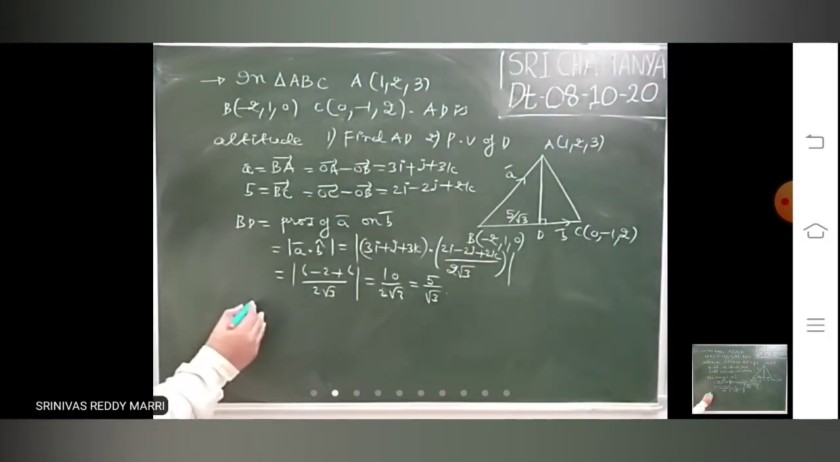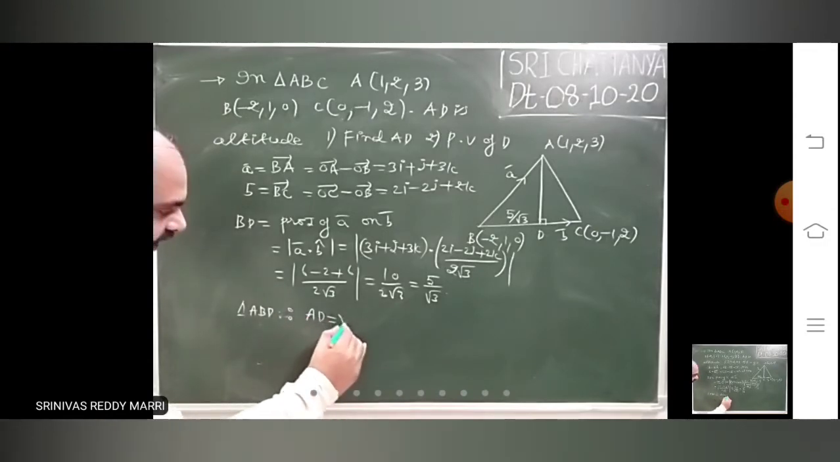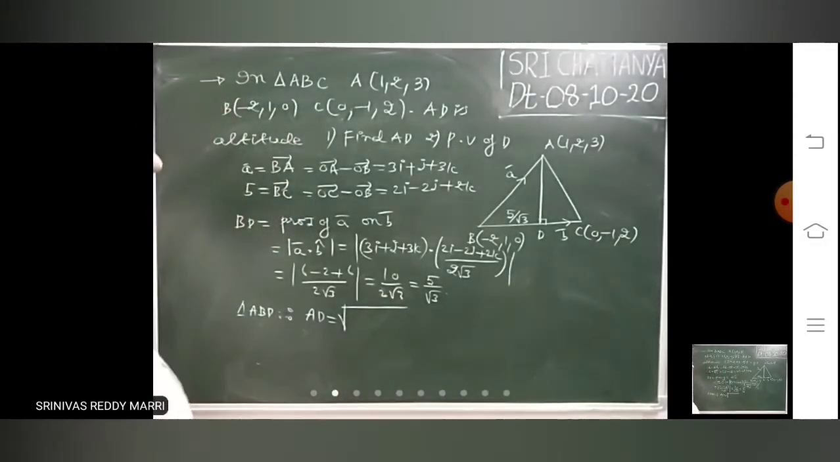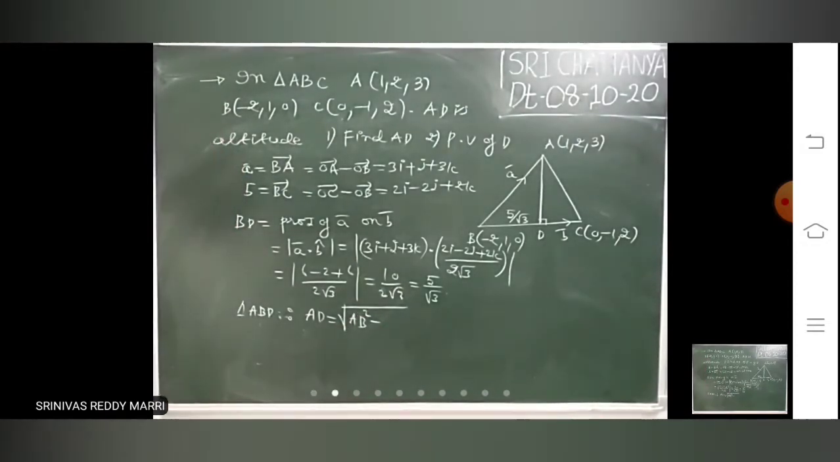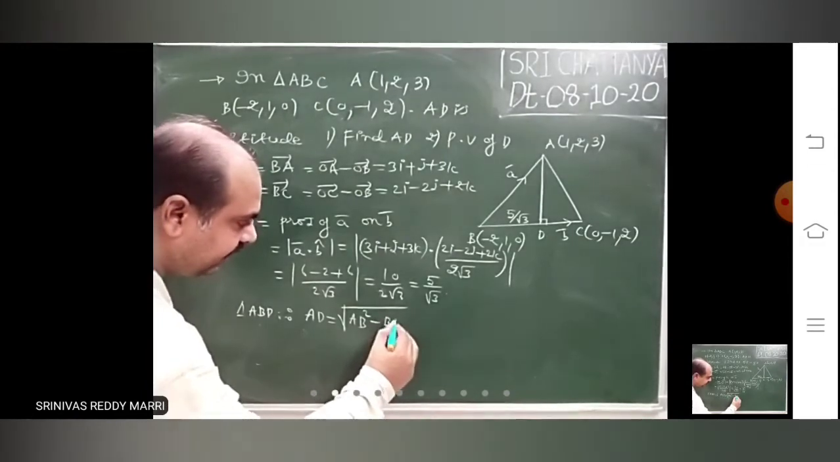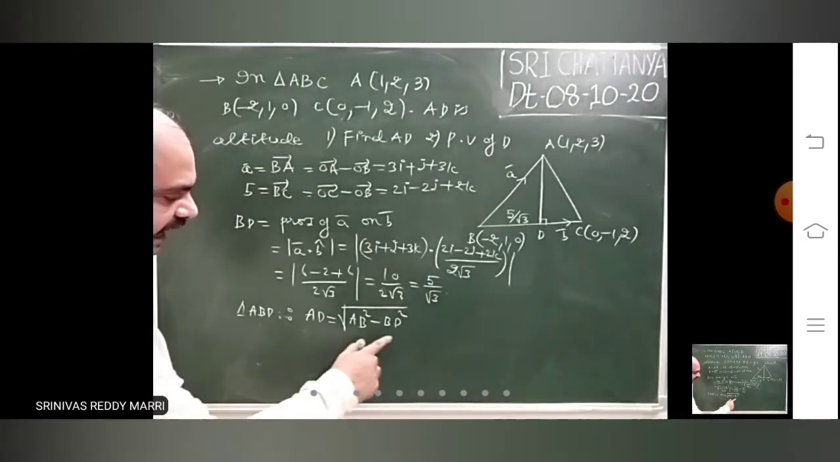So now look at, you take triangle ABD. Right angle triangle. That means AD is nothing but root of hypotenuse square, AB square minus BD square. This is nothing but AD length, the perpendicular distance from A upon BC.